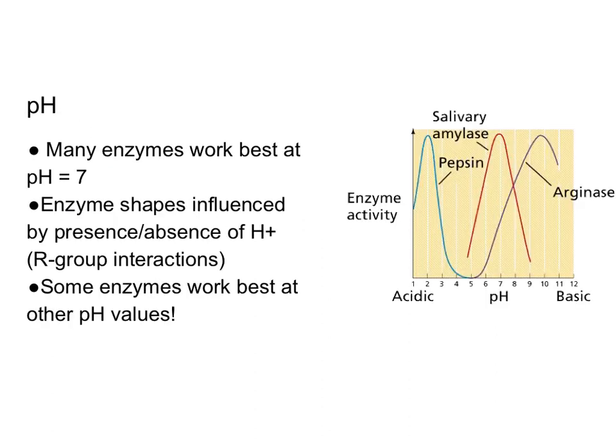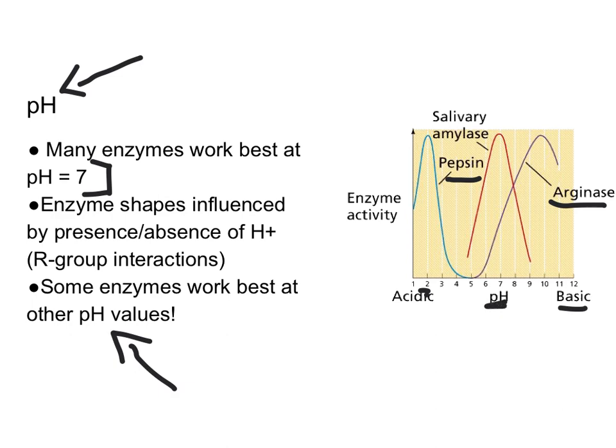So the second factor that can influence enzymatic reaction is pH. Many enzymes work best at a pH of 7. However, some enzymes work better at other pH values. For example, there's an enzyme called pepsin that is found in the stomach, and therefore it works really well at acidic pHs, a pH of around 2, which is the pH of the stomach. Another enzyme called arginase works better at a slightly basic pH, but most work well in this narrow pH range around 7.